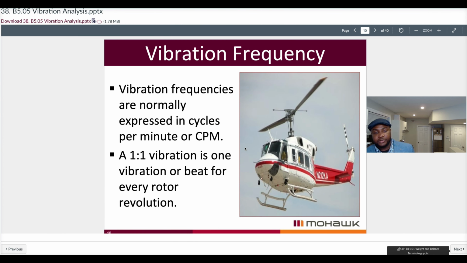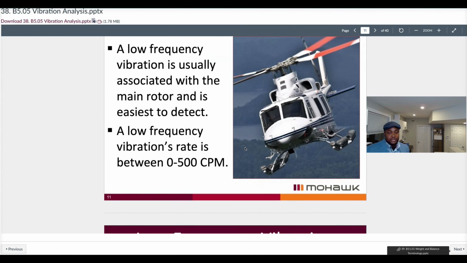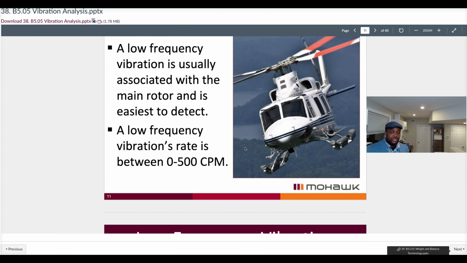Let's discuss this further. Vibration frequencies are normally expressed in cycles per minute. A vibration of 1 to 1 means that you have one vibration or one beat for every rotor revolution. A low frequency vibration is usually associated with the main rotor and is easiest to detect. A low frequency vibration rate is between 0 to 500 cycles per minute.